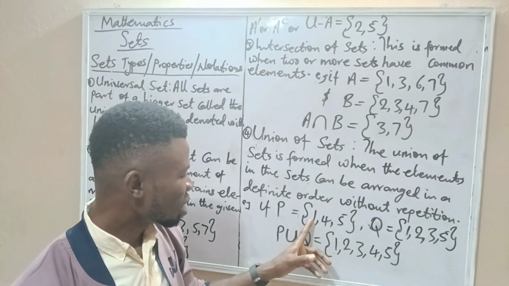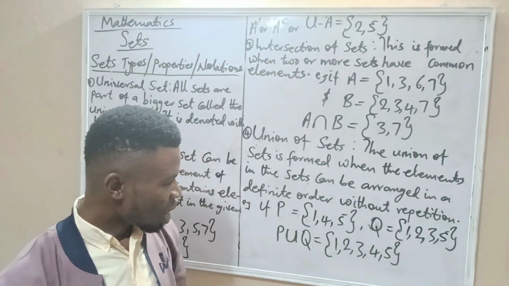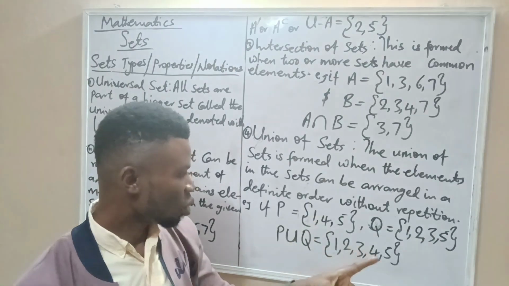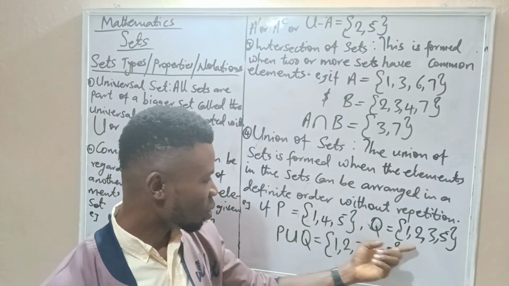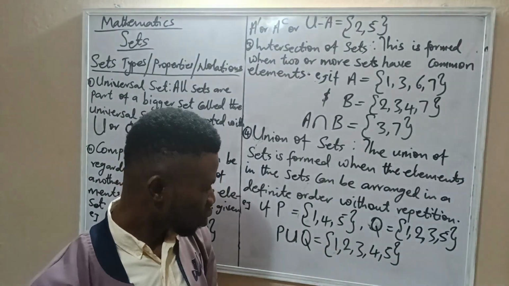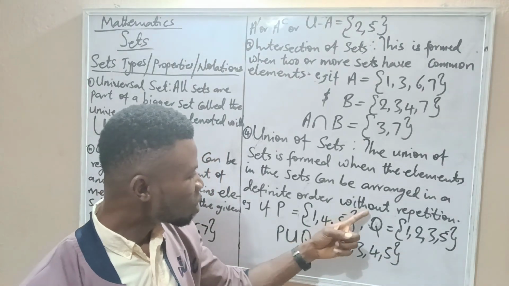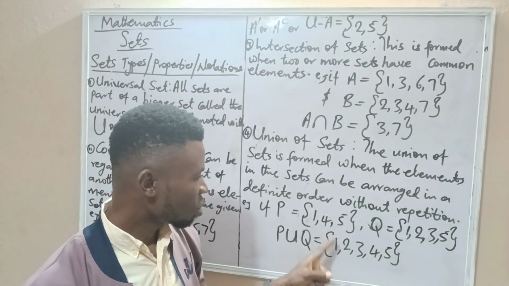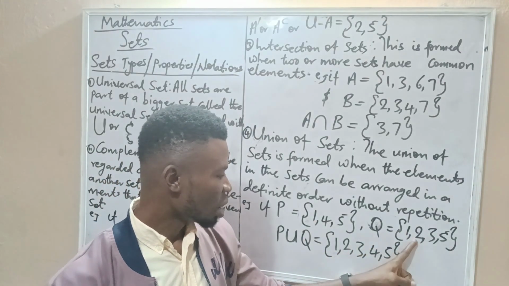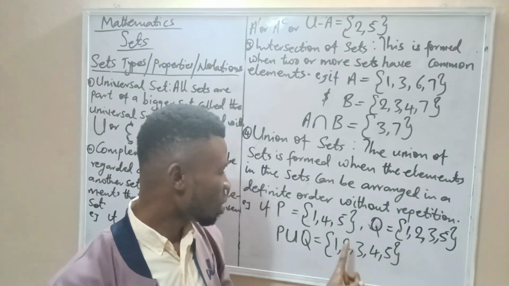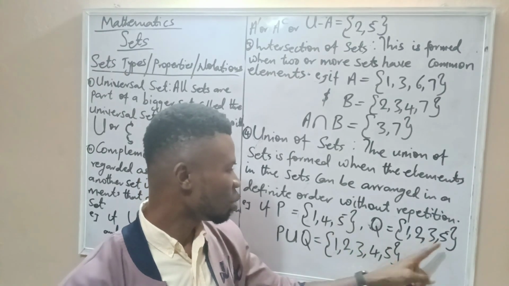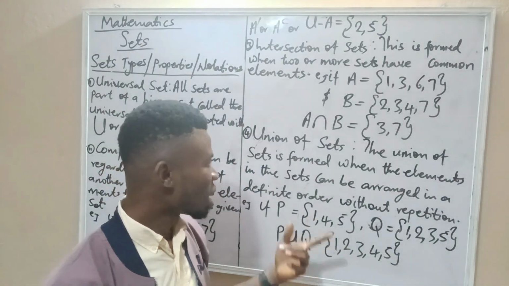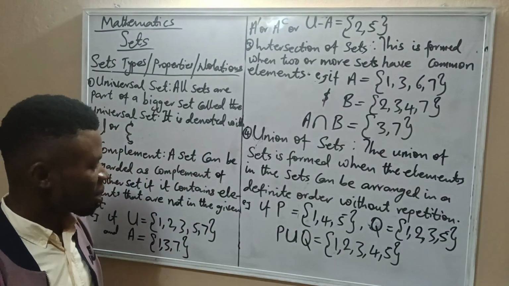Now, if you notice, this is 1, this is 1. We would have said 1 and another 1. That means 1 is twice, because the element is here and the 1 is here. But it says without repetition, so you don't repeat any one. So 1 is here, then 2 is in this one, 3 is in this one, 4 in this one. And 5 also is in both of them, but we only took 1. So that is union of sets.